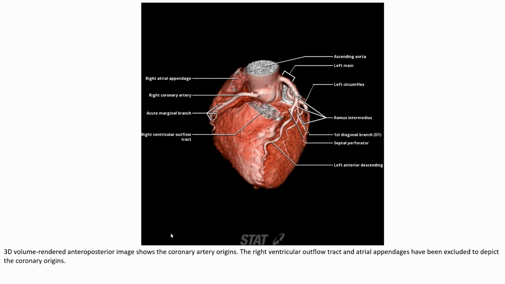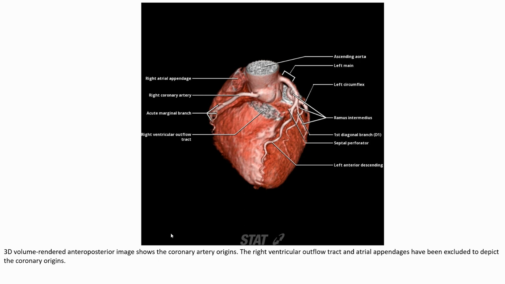This is a 3D volume render anterior posterior image. The right ventricle outflow tract and atrial appendix have been excluded to respect the coronary origin. On the left side, the first marker is the left atrial appendage or right atrial appendage, and after that the right coronary artery, which continues with the acute marginal branch. Then in the middle marker we call right ventricle outflow tract.